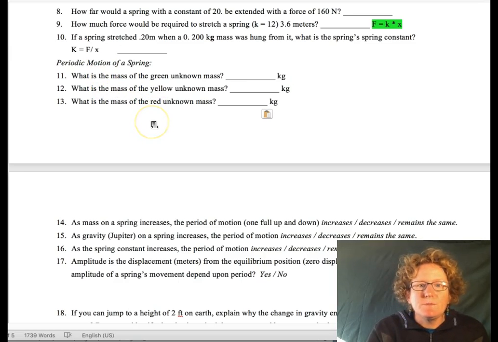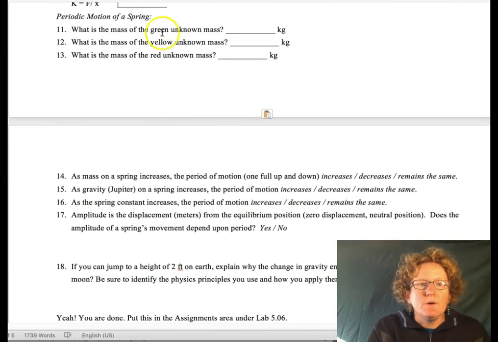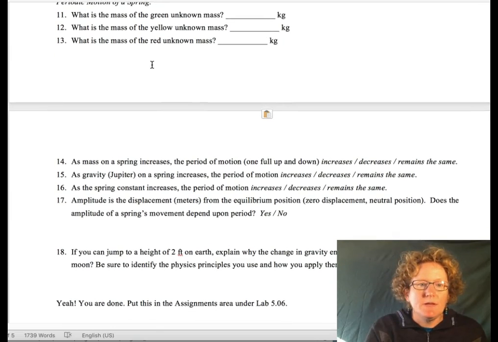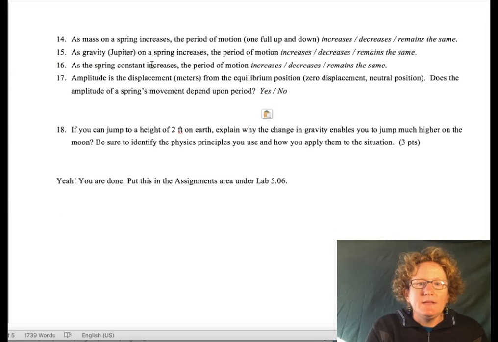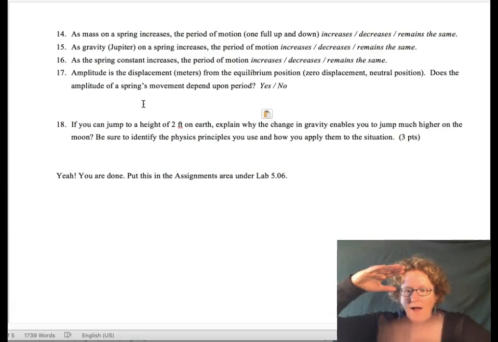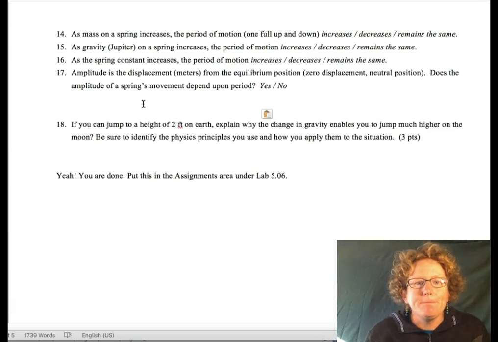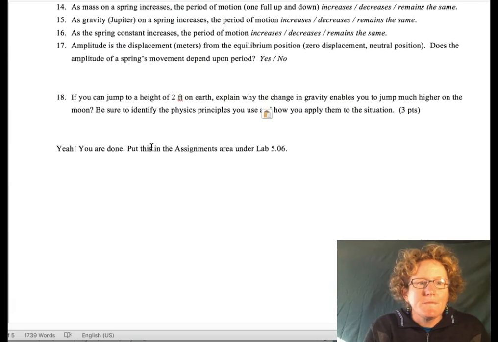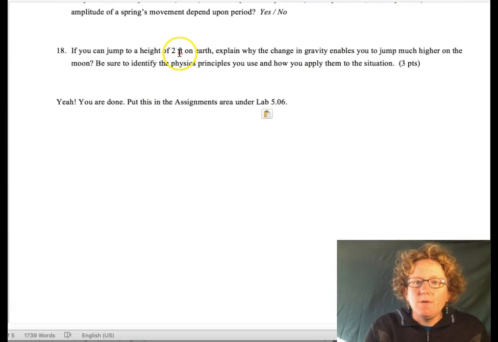The periodic motion of the spring we just discussed. So write down the masses of those different unknowns in the simulation. Highlight increase, decrease, or remains the same for 14, 15, and 16. Amplitude is the displacement, or how far the spring stretches. Does the amplitude of a spring's movement depend on the period? And here's a little thinking question.